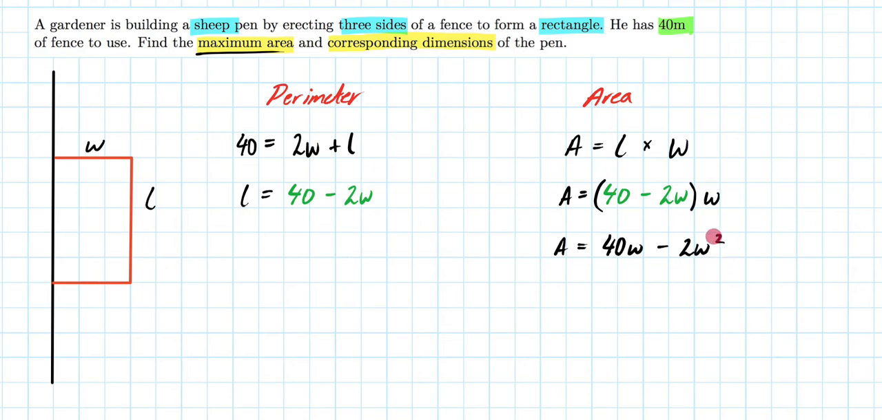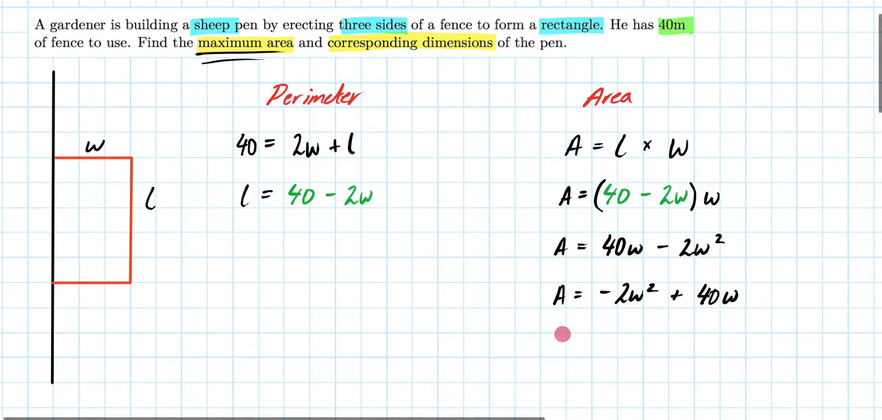So now, as you can see, because I have this squared, I have a quadratic. So let me write this in the conventional way of a quadratic with my squared value first: minus 2W squared plus 40W. Perfect. So now we have a really nice rule to work off to find out what my maximum area is going to be. So to find my maximum area, what I'll be finding is where my A value, right here, will be the greatest.